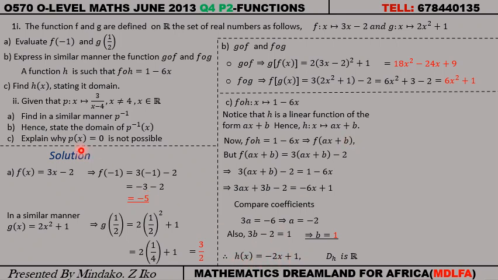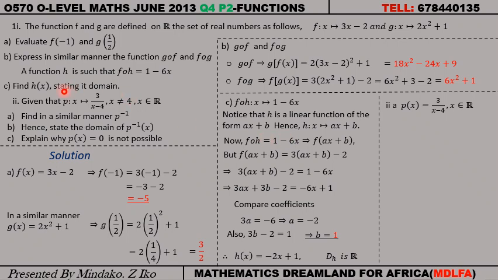And then the C part says find h of x stating its domain. The domain of h is the set of real numbers. Okay, that is it. Let's continue.